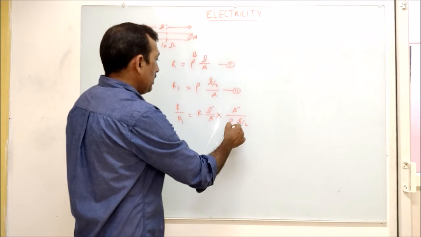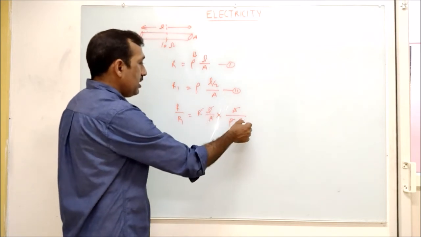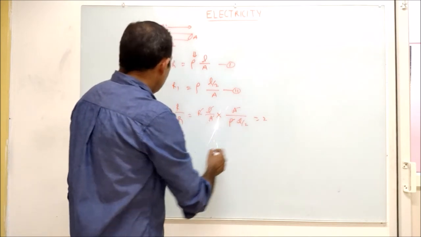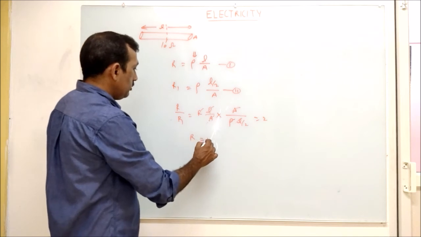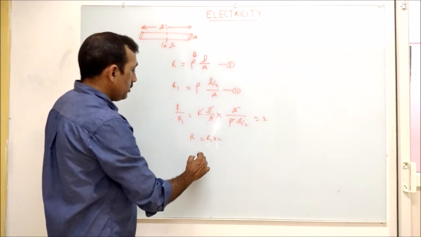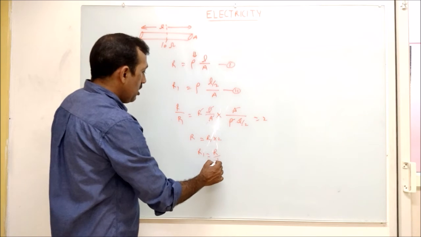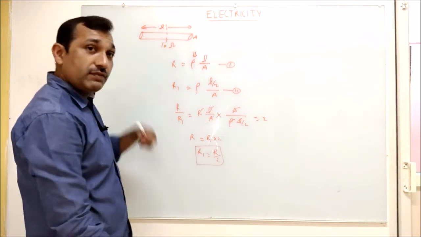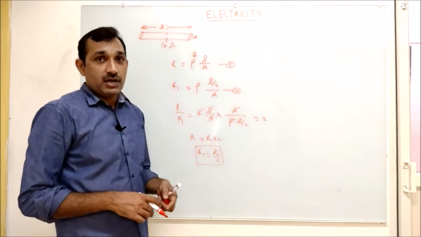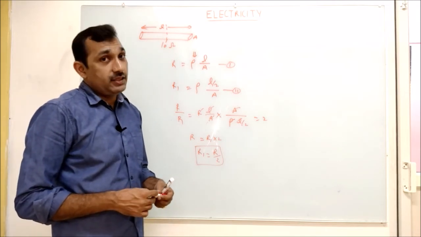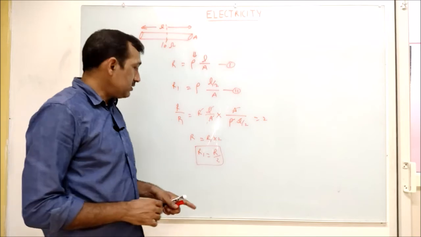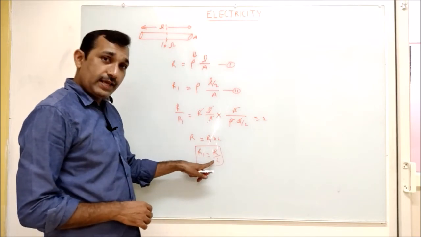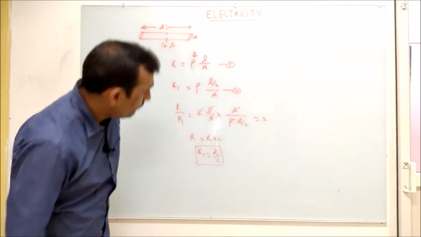A cancel, L cancel, rho cancel, and then 2 will go up. So R equal to R1 into 2. R1 equal to R divided by 2. That means the new resistance, which is R1, will be half of the first one. So in an exam, a question may come like this: what will happen if length is cut into half? In that case we have to show it like this, and say it will become half.